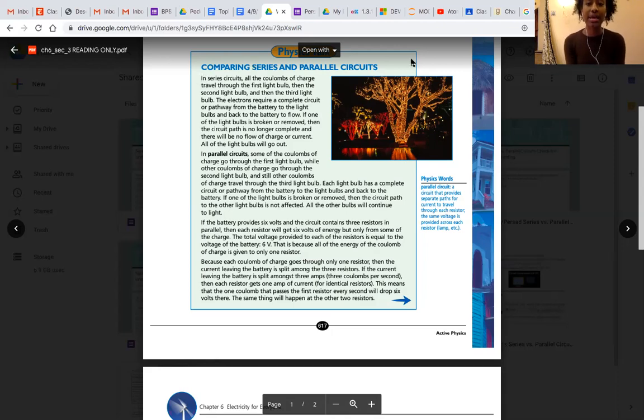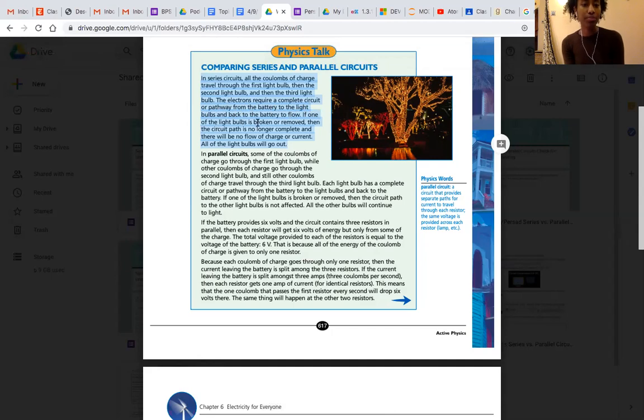So comparing series and parallel circuits. Paragraph 1. In series circuits, all the coulombs of charge travel through the first light bulb, then the second light bulb, and then the third light bulb. The electrons require a complete circuit or pathway from the battery to the light bulbs and back to the battery to flow. If one of the light bulbs is broken or removed, then the circuit path is no longer complete and there will be no flow of charge or current. All of the light bulbs will go out.